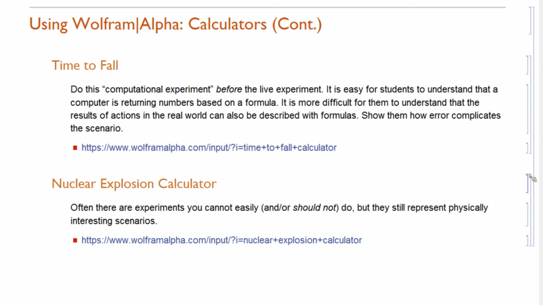And this one is fairly easy to do. We can drop things off of stairwells and time them and stuff like that. But there are a lot of things that we can't do, or maybe we shouldn't do in real life, like drop tons and tons of nuclear bombs.